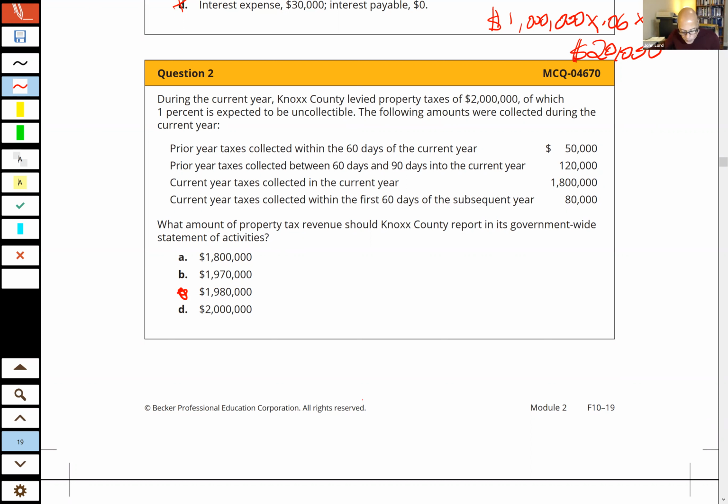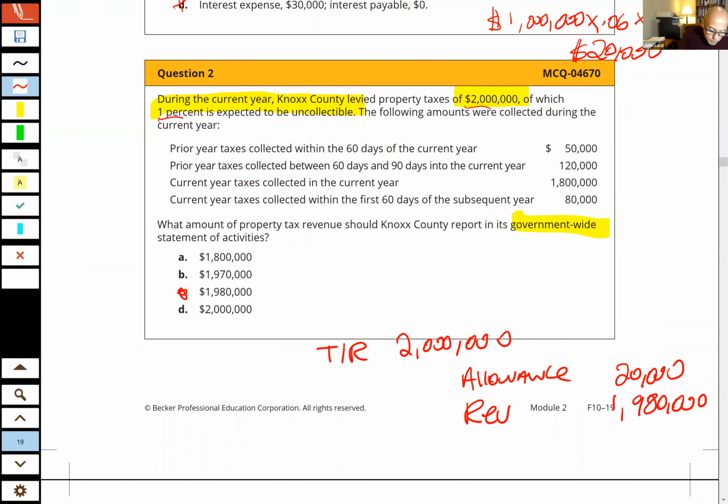So just to review the journal entry that we had talked about, there would be taxes receivable of 2 million. There would be what? There would be an allowance, and the allowance is going to be that 1% of the 2 million, which by my math is what, 20,000? And then there's going to be revenue. You report that net of the 1,980,000. That's where you would come up with the correct answer. Or, the way I did it when I realized, hey, this is government-wide, 2 million times what? 0.99 will give you the 1,980,000.